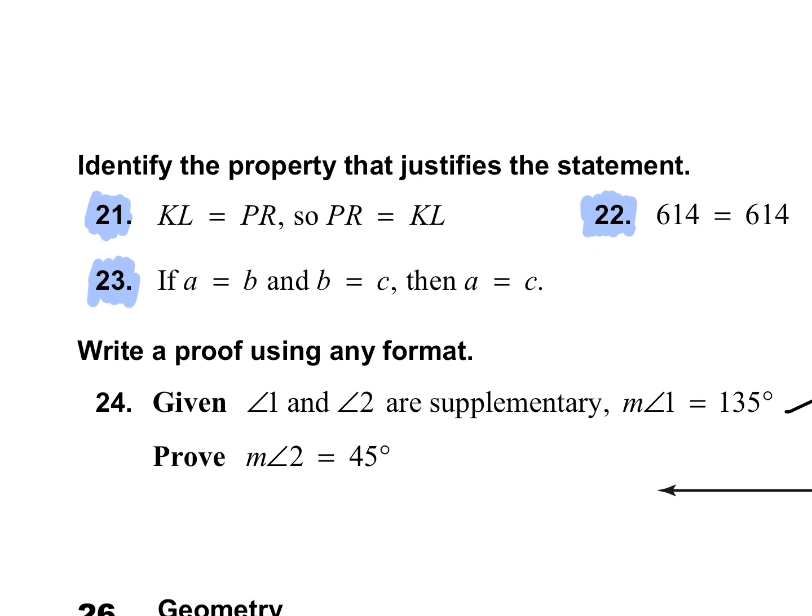It says, identify the property that justifies the statement. So we covered reflexive, symmetric, and transitive. We're identifying those. So looking at 21, which one would this one be? Symmetric, okay? Think of your line of symmetry. Think of when you do the paint on the paper and you fold it and you open it. It's symmetric. So this one is symmetric property.